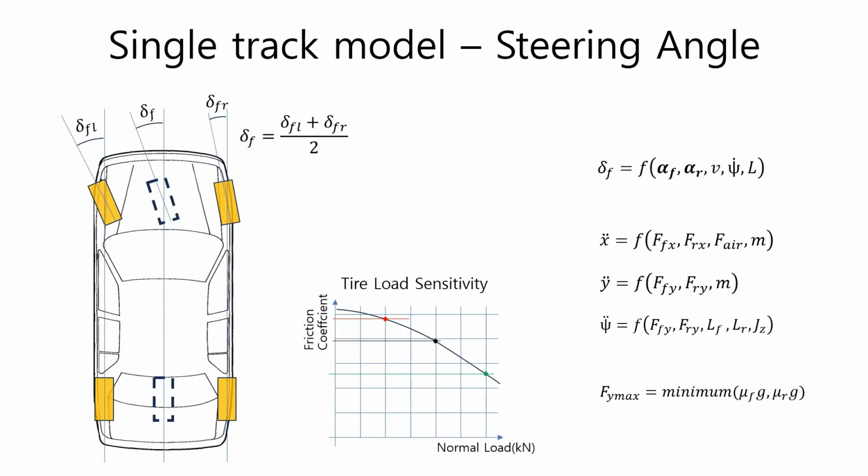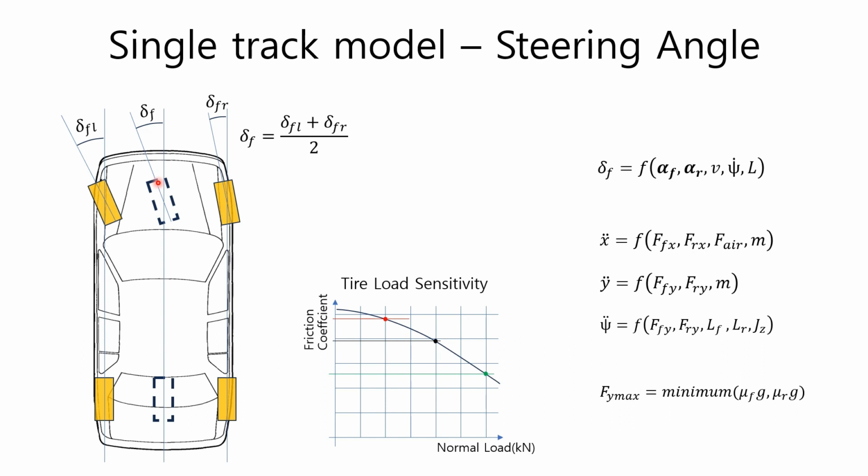It is necessary to introduce a single track model to theoretically analyze the vehicle's turning behavior using tire load sensitivity. The single track model has the advantage of being easier to mathematically handle and easier to analyze the vehicle's behavior than modeling all four wheels.